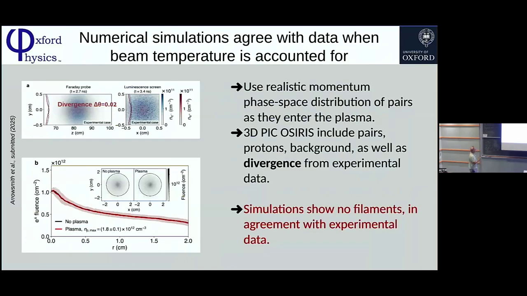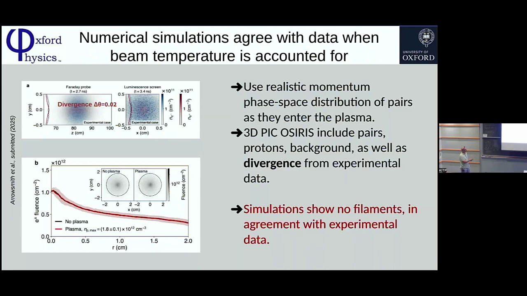So how does this compare with what we have from the simulations? So now we try to do full-scale big simulations. So this is Pablo, who's sitting there, and Luis. They did all these simulations. In order to do these simulations, we need to take a realistic momentum phase-space distribution of the pairs. So the pairs, as they enter the plasma, are not just a monochromatic beam, they have the full energy distribution. You need to account for the fact that the plasma includes the protons.